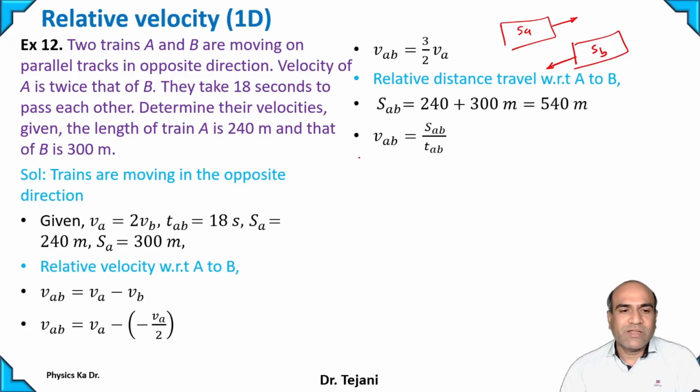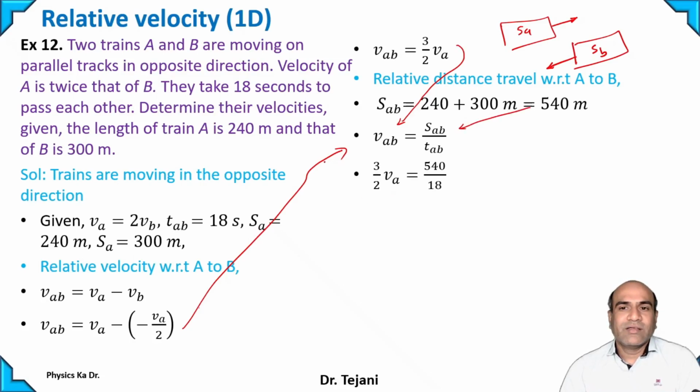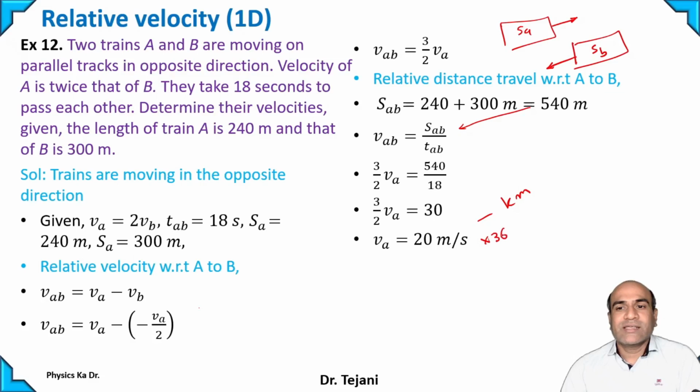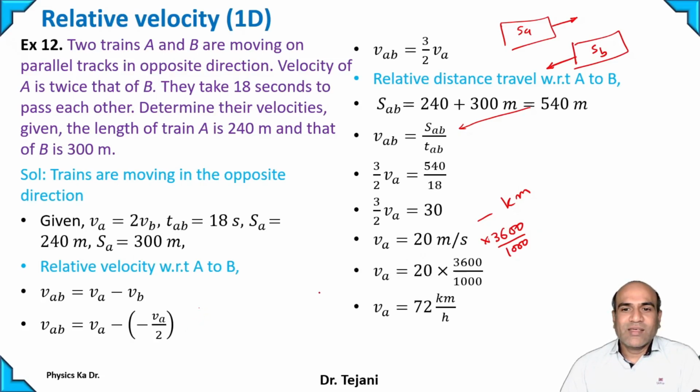Put the values here, VAB we have, or from the top you can bring here, SAB we have, right? Put everything here, time we have 18 seconds, and VA is 20 meter per second. If it is asked in kilometer per hour, you just convert this into kilometer per hour by multiplying by 3600 divided by 1000. So the answer is 72 kilometer per hour.